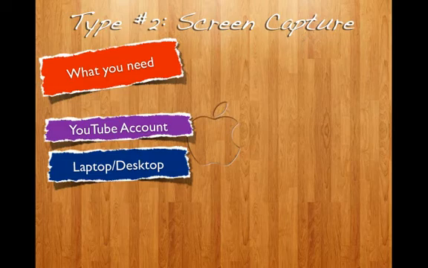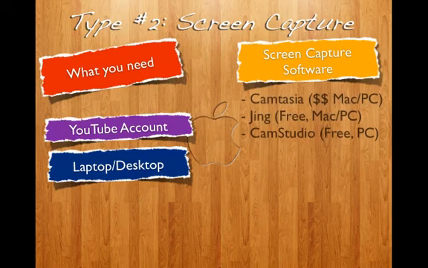The second type is something called a screen capture. Once again, you have your YouTube account and your laptop or desktop, but this time you are recording what is on your screen. So you create a PowerPoint or you have a website that you're talking through and use something like Camtasia, Jing, or Cam Studio to record everything that is on your desktop. And whatever you do, it records. You are currently watching a screen capture style presentation.